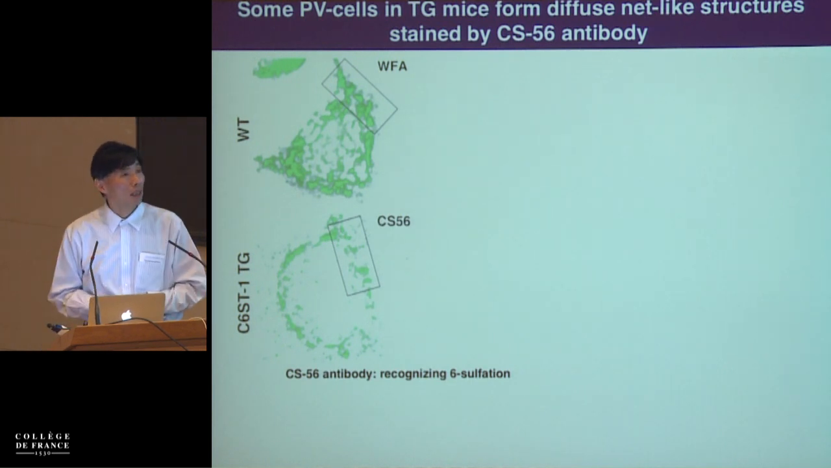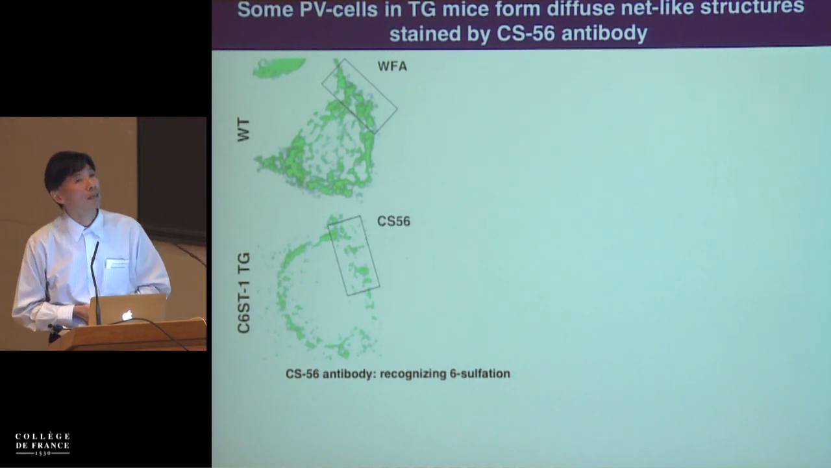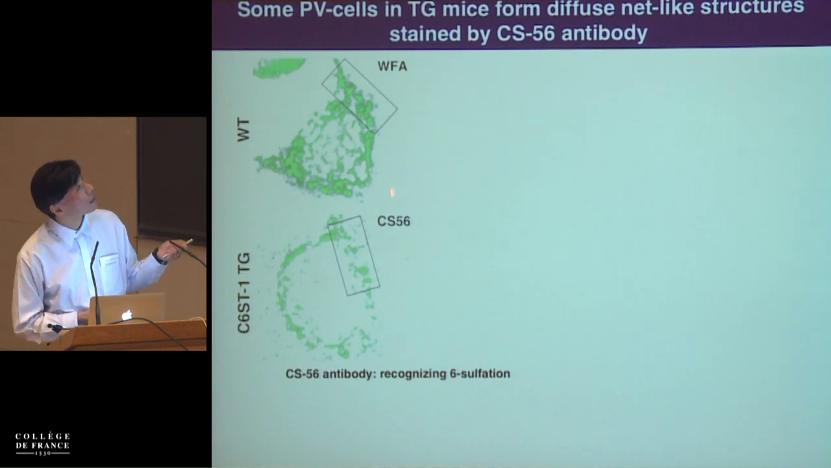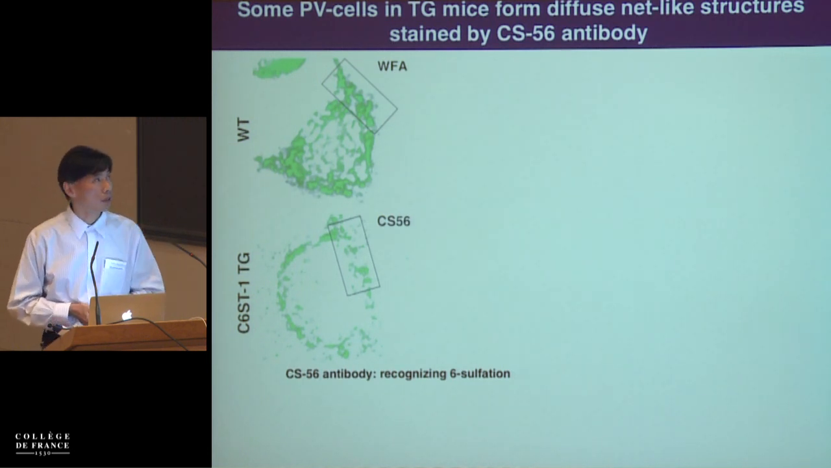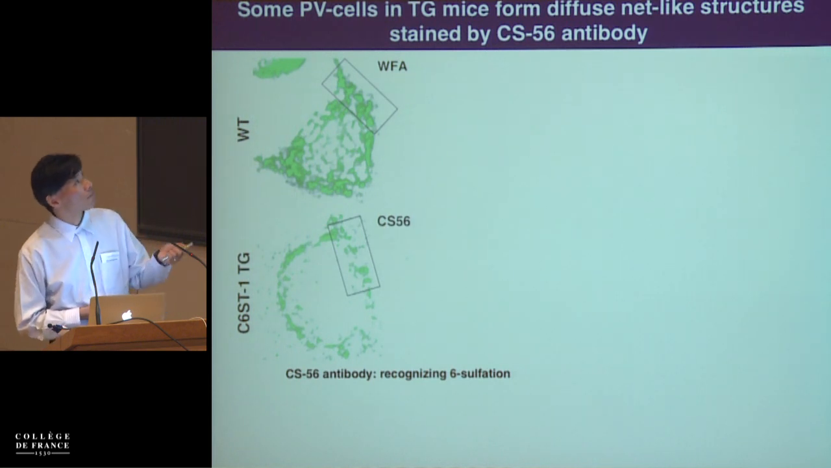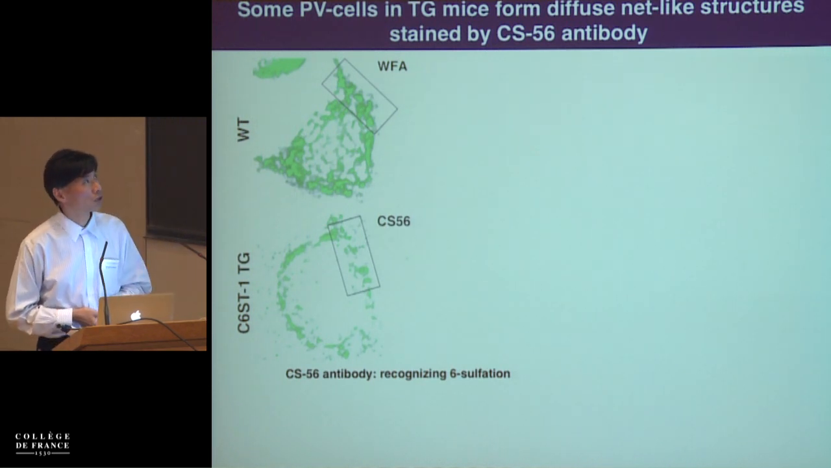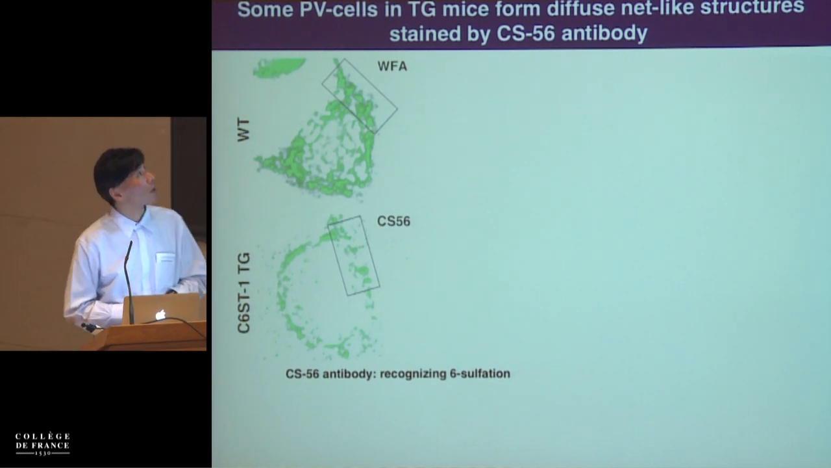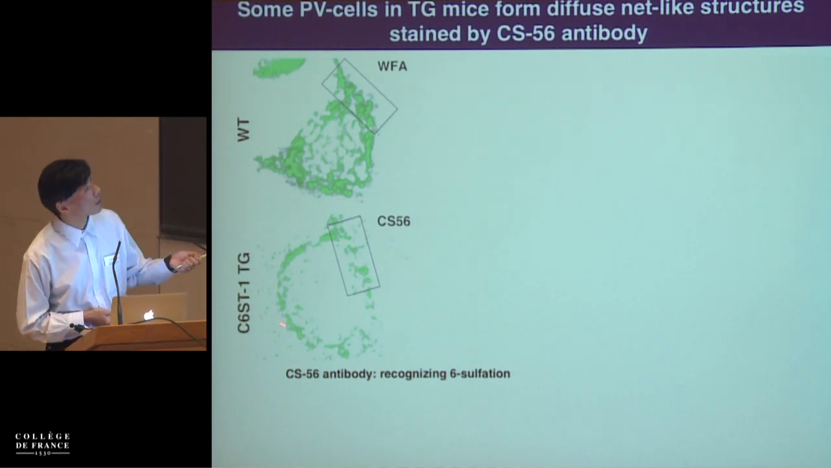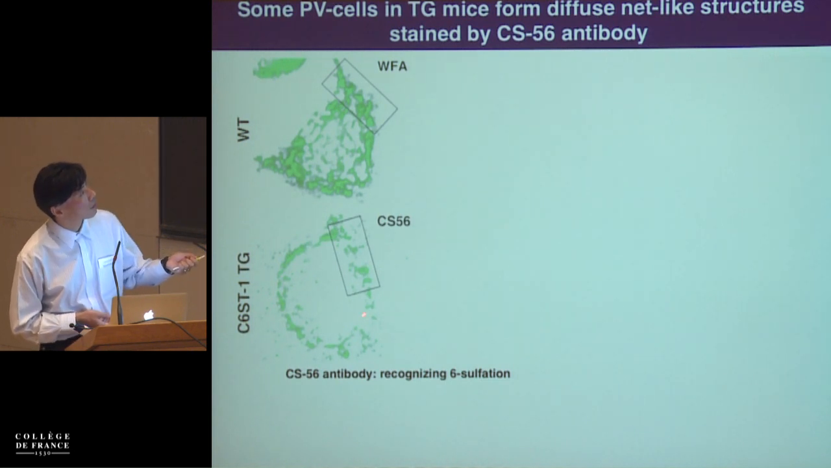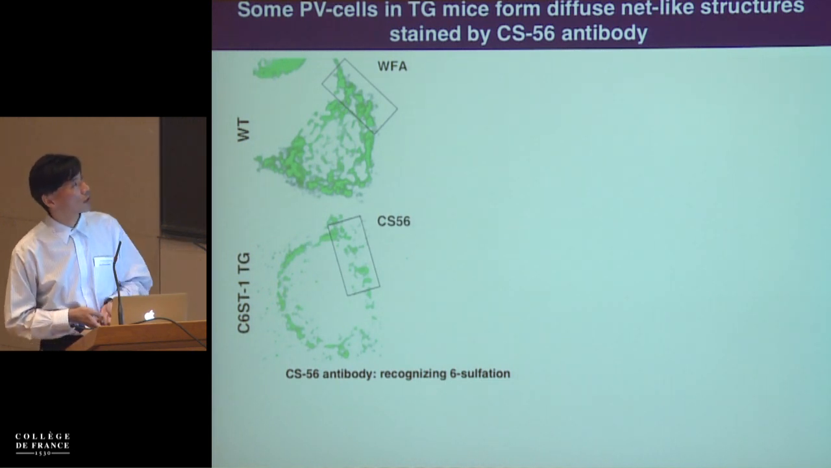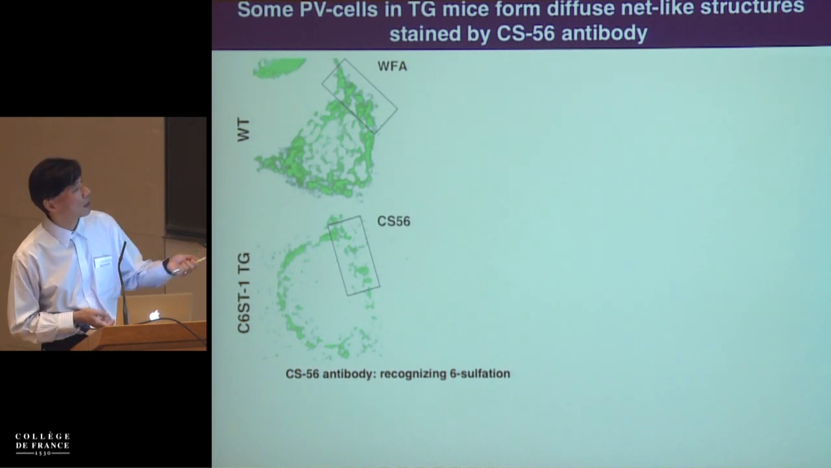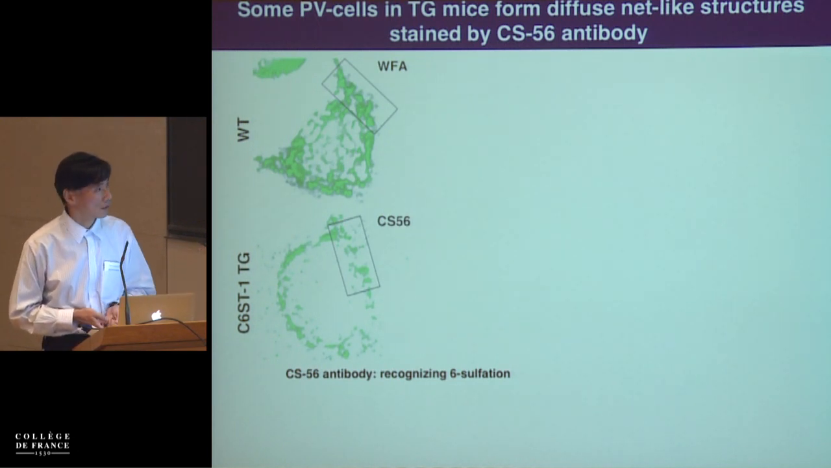When we look in detail using a 3-dimensional reconstruction, in wild-type mice, WFA-positive perineuronal nets showed a meshwork structure surrounding PB cells. In contrast, some PB cells in transgenic mice form diffuse net-like structures that are stained by a CS56 antibody, which recognizes 6-sulfation.